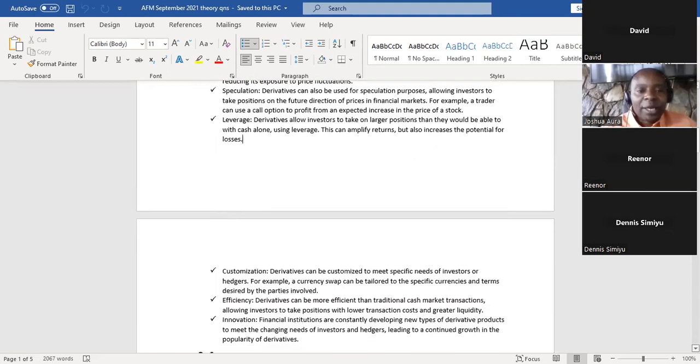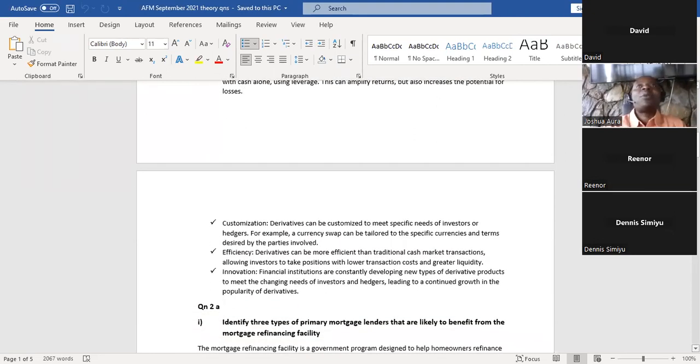The next one is customization. Unlike some derivatives, we have swaps. Derivatives can be customized to meet specific needs of investors or hedgers. For example, a currency swap can be tailored to the parties involved. Efficiency: derivatives can be more efficient than traditional cash market transactions. Instead of having cash in the bank, you'd rather have a derivative. Then innovation: there is no industry that is as innovative as the derivatives market. So now they are really quite big.